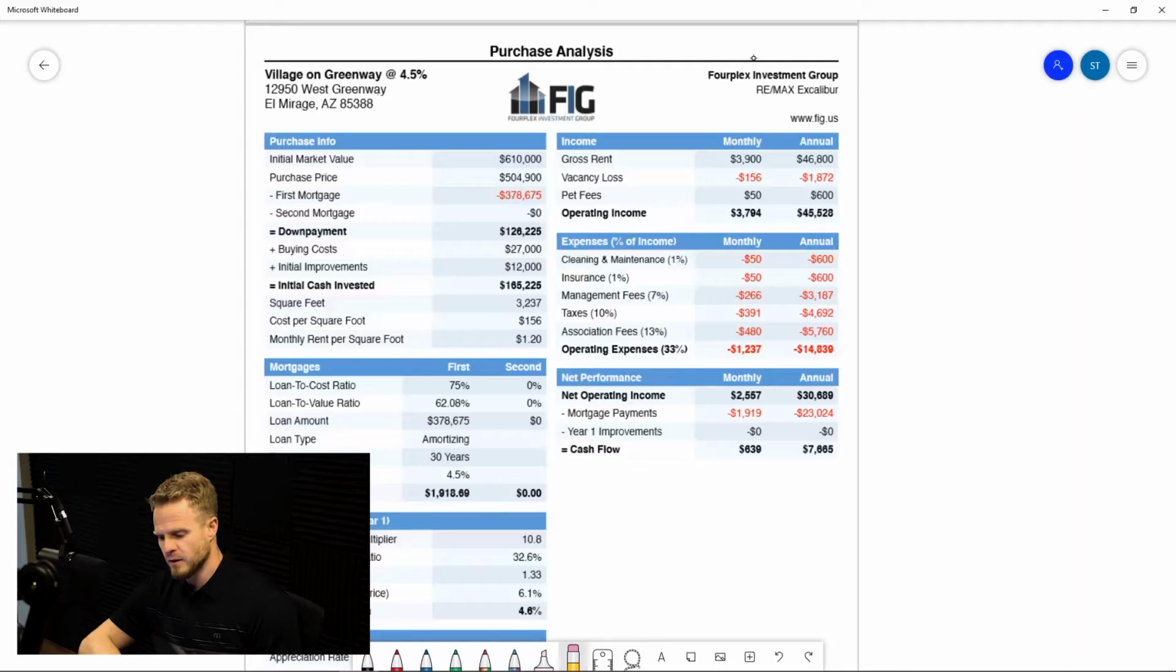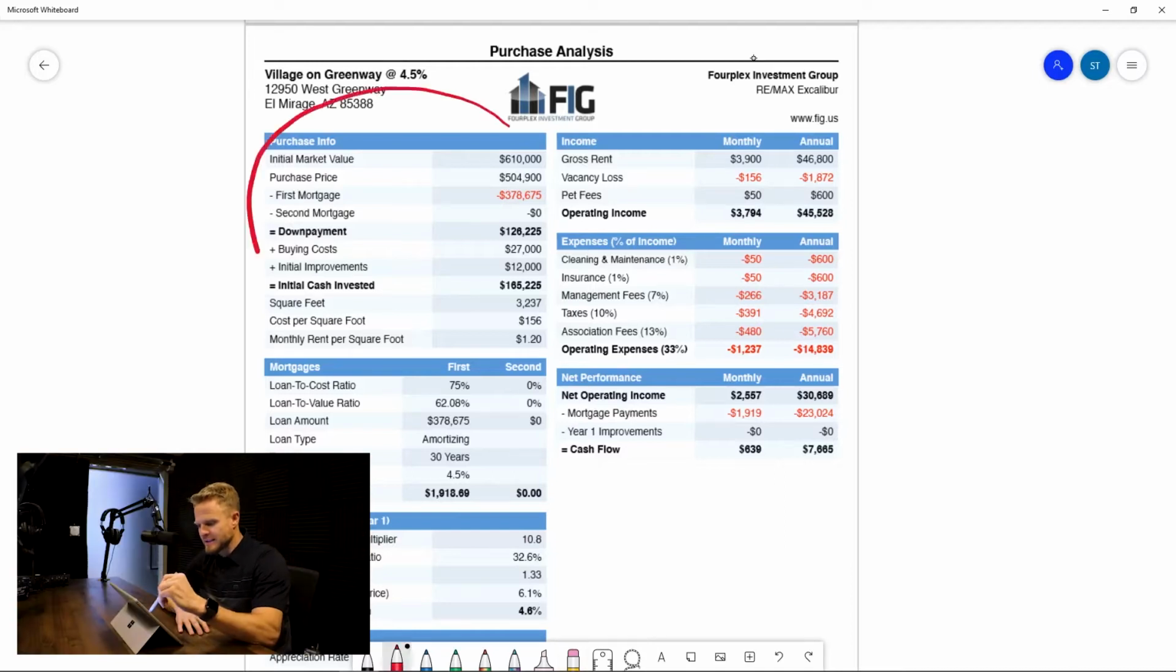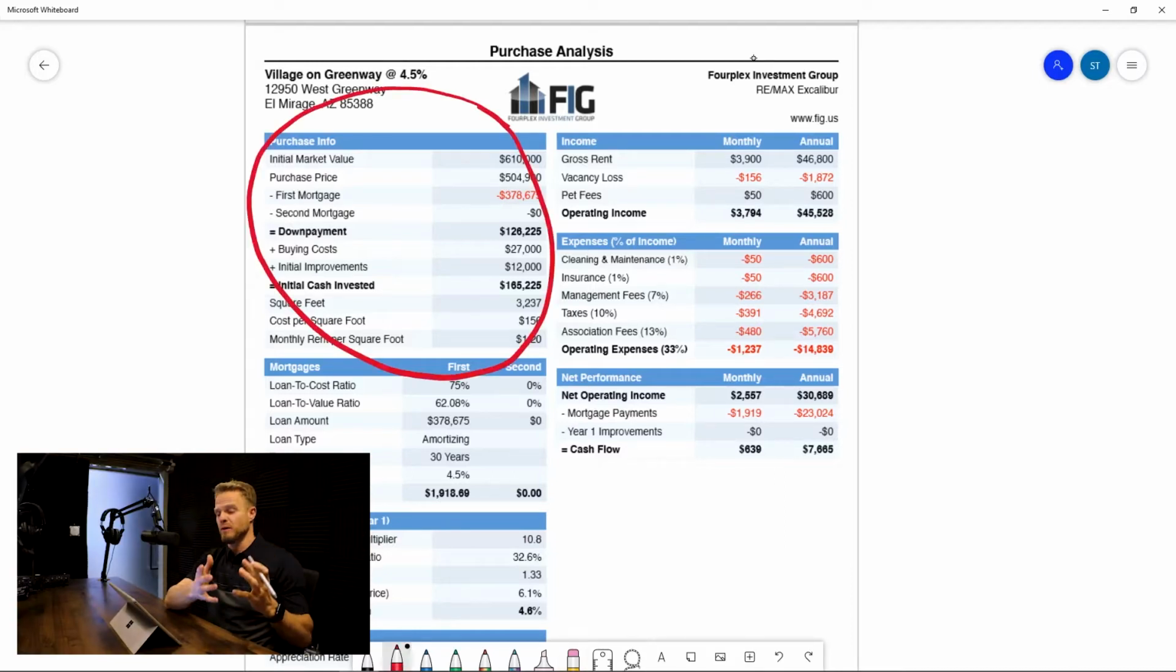And to better explain that, I have a pro forma in front of me that I want to go through of our El Mirage project down in Arizona. Okay, so let's take a closer look on page number 3 of our pro forma, the Village on Greenway in El Mirage. As you look at the left-hand side here, that's just your basic purchase info.